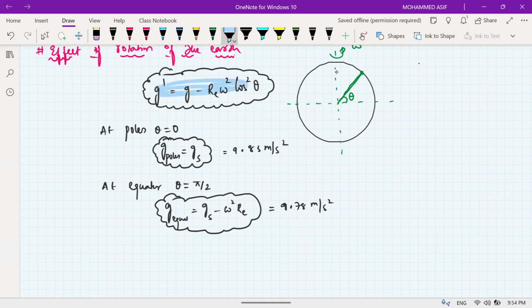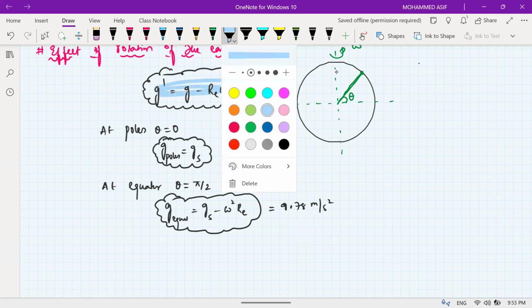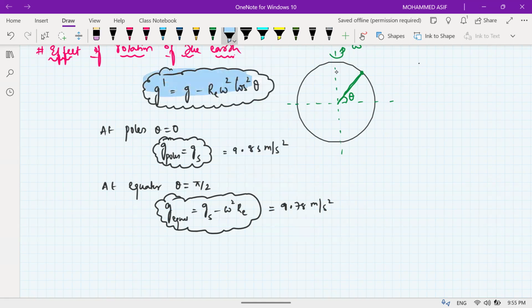So the actual formula is this much. Due to the rotation, G minus R into omega square into cos square theta. G at the poles is the same as that of the surface. G at the equator is lesser than the surface.